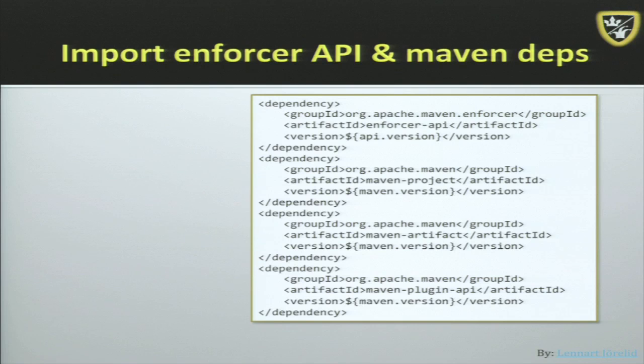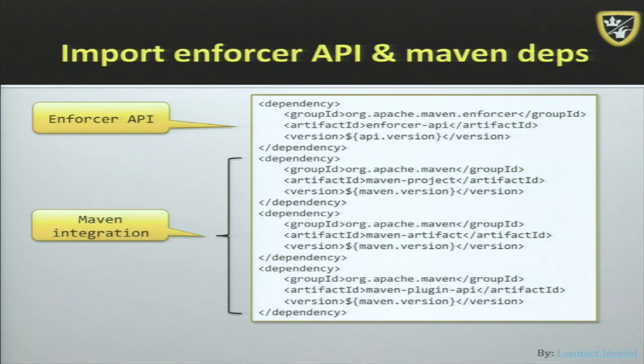This is the import stuff, and you really, verbatim, can copy this. You need the Enforcer API itself, which is the topmost dependency there. And then you need the Maven dependency so you can do stuff. The Enforcer plugin is supposed to dig out stuff from Maven and then use that to check if you have dependencies or whatever. And those classes are found in the Maven integration APIs.